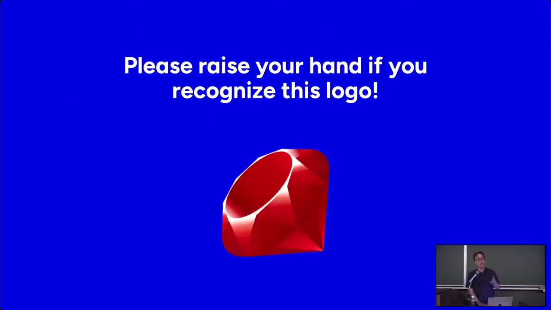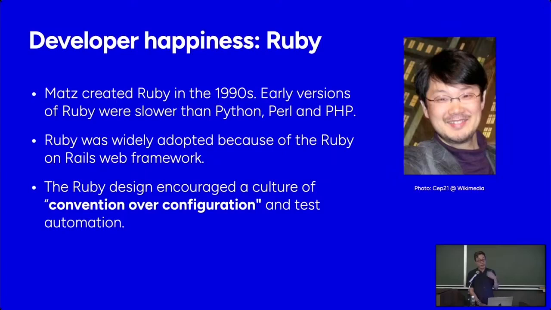So please raise your hand if you recognize what this is. Okay, so maybe about half of developers in this room. So the Ruby language is a Japanese open source project, and it came from Matz in the 90s. And in fact, the Ruby language, compared to some of the alternatives like PHP or Python or Perl, was significantly slower as a language.